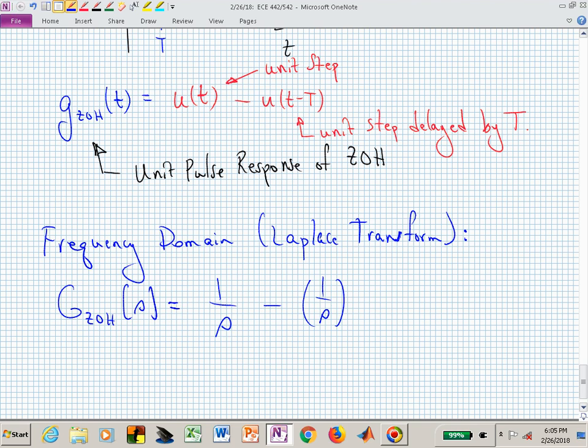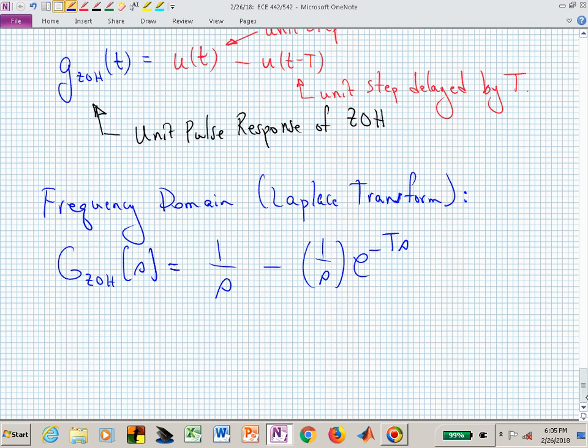Now we have our exponential. This is e to the minus t naught s, where the delay was t naught. But in this case, our t naught is capital T, a delay of one sample period. There is now the frequency domain representation of our dynamics of a zero order hold. It's 1 over s minus 1 over s times e to the minus Ts.